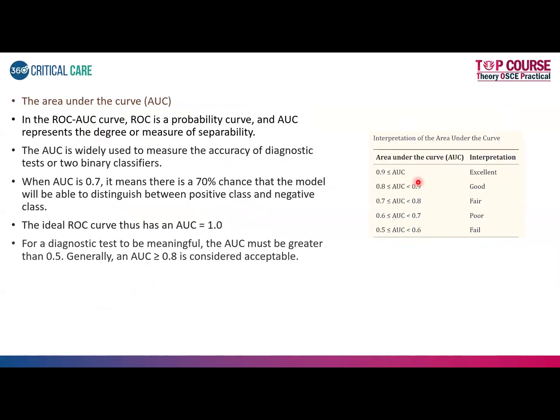Okay, 0.8 to 0.9 is good. Ideally, it should be kept at a minimum of 0.5, but at least a minimum of 0.7, so that is fair. Anything below 0.7 is not a good ROC curve. The interpretation will not be good. Okay.